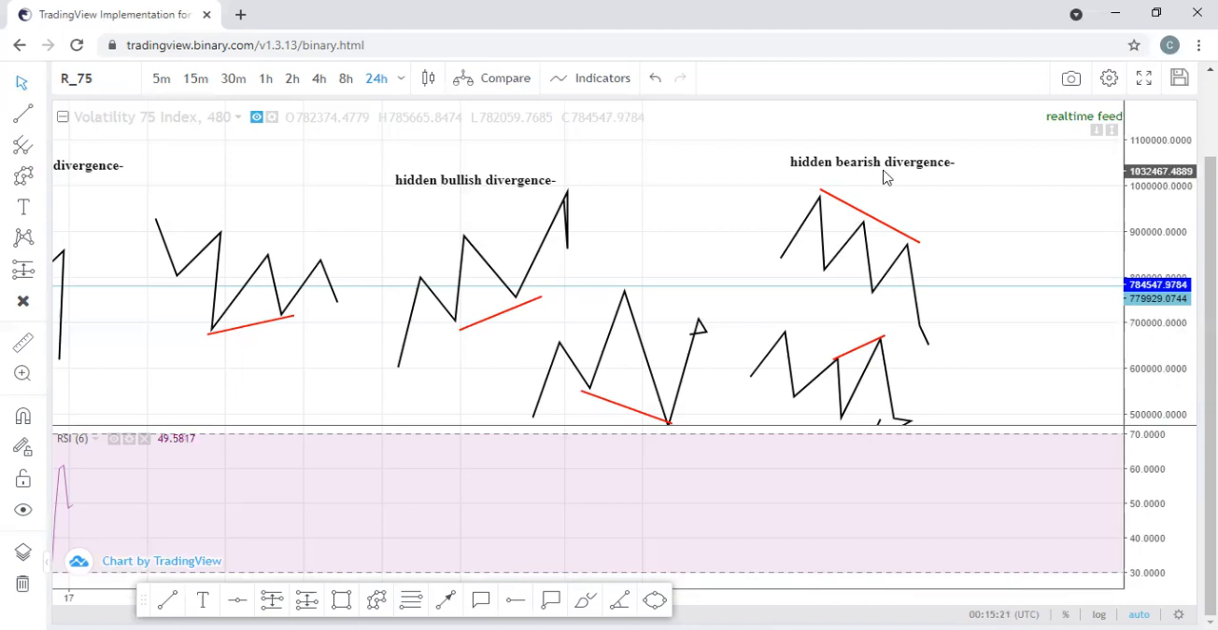Hidden divergence, there's a continuation. It tells that this market is going to continue selling downwards, right? So that is the idea behind divergences.